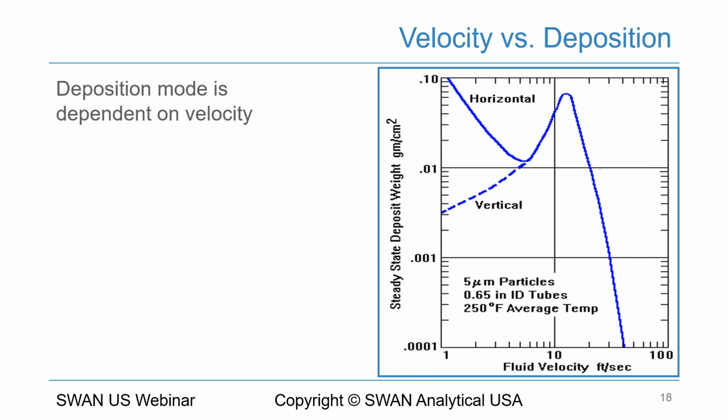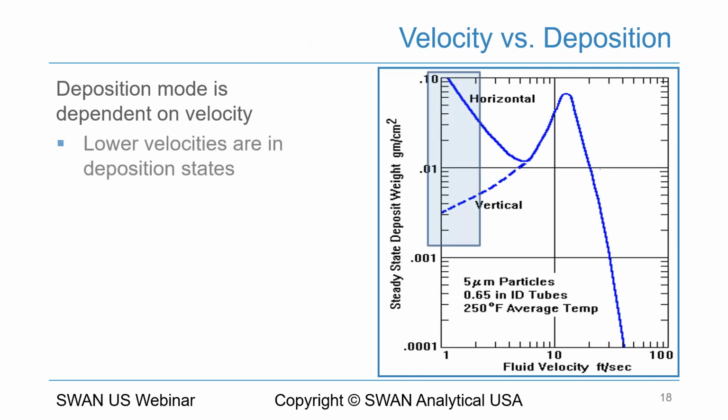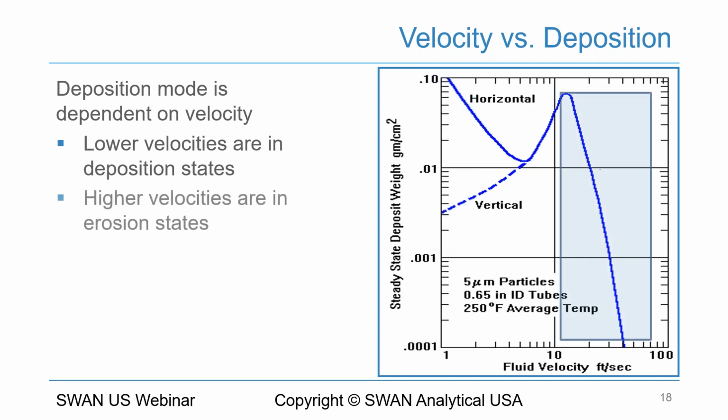This graph here is showing basically the different modes, deposition versus equilibrium. So at the lower velocities here, you can see we're actually depositing material and we're in that deposition state. If we get higher velocities, we then fall into that erosion state. We're actually carrying part of the tube and part of the deposits from that sample line to the analyzer and giving us a non-representative sample.